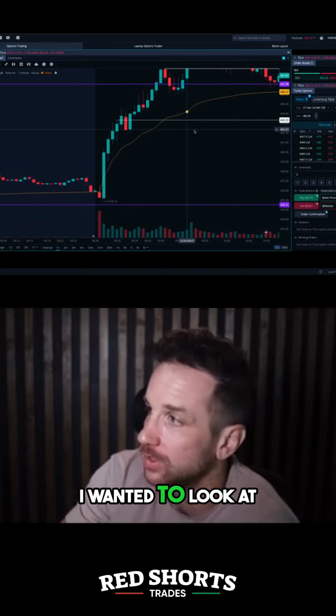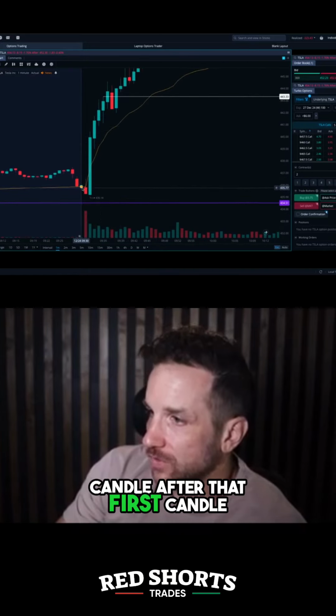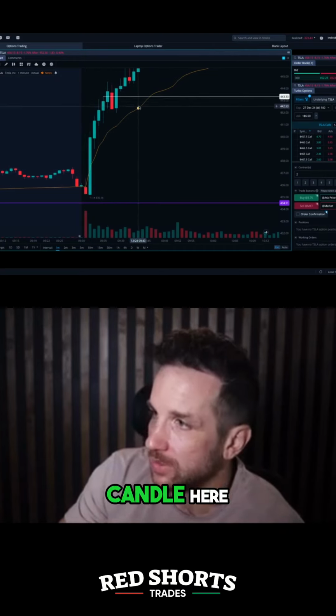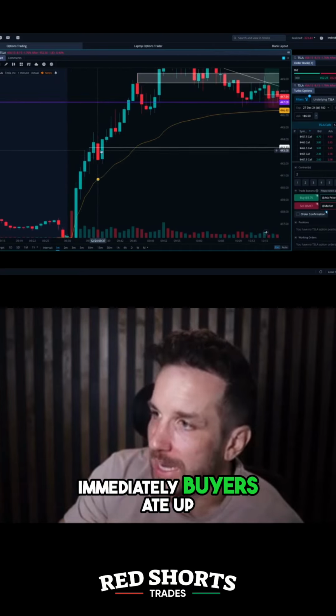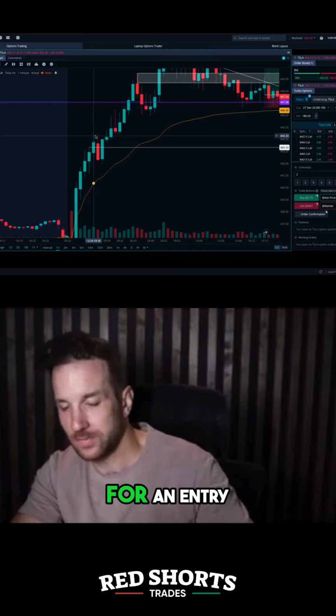That's the first key I wanted to look at. So we started pushing up, and then we didn't get a red candle after that first candle, which we never came back and retested. We just pushed, put in a red candle here. Immediately buyers ate up those sells, and then we started pushing up again. I was looking potentially for an entry.